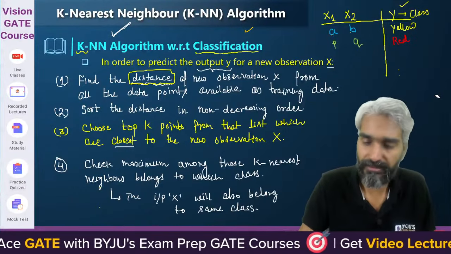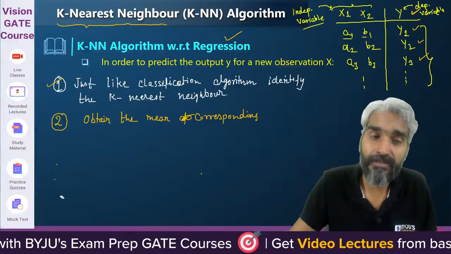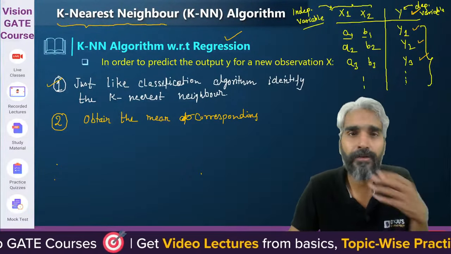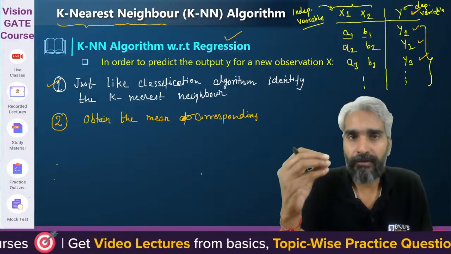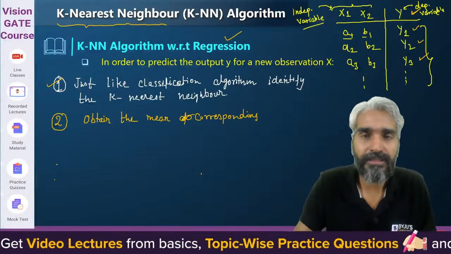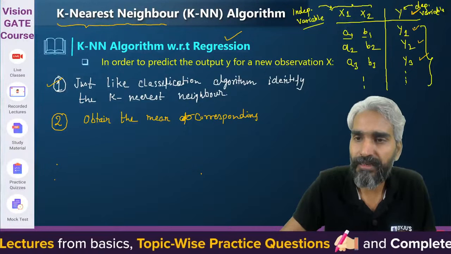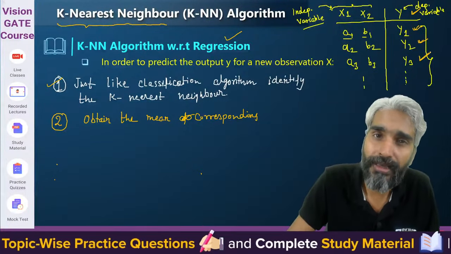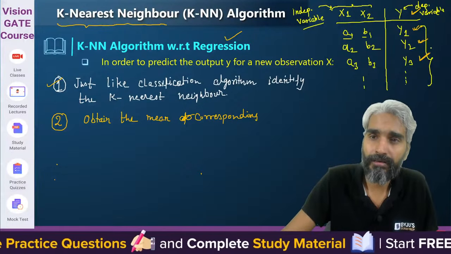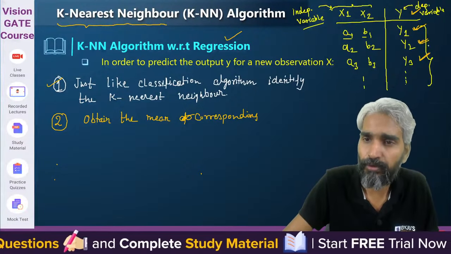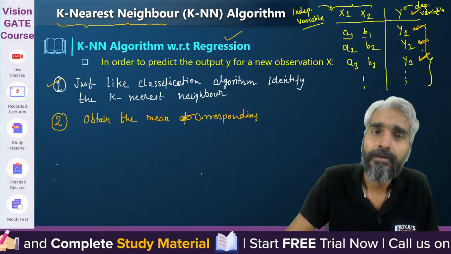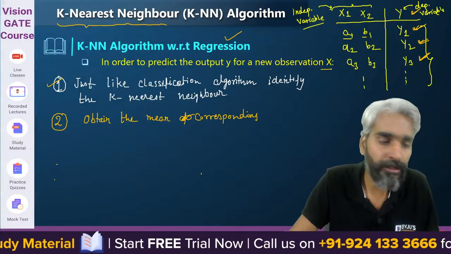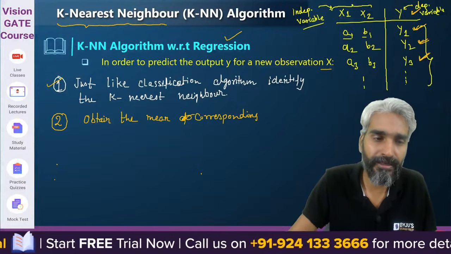I hope this is clear. But if it is regarding a regression problem, then please try to understand, in regression there will be no class. So whatever those three neighbors are, those three neighbors will eventually have three different values corresponding to the dependent variable. We just need to take the mean of those values and we will be able to predict the value of the dependent variable corresponding to that new input. Clear?